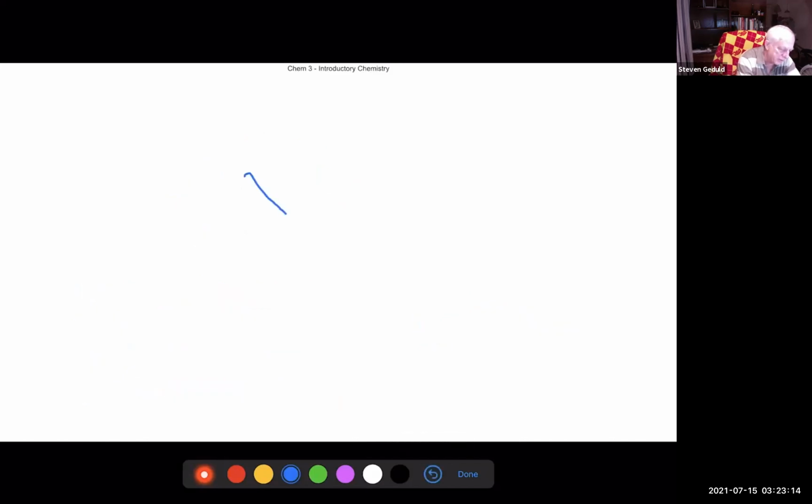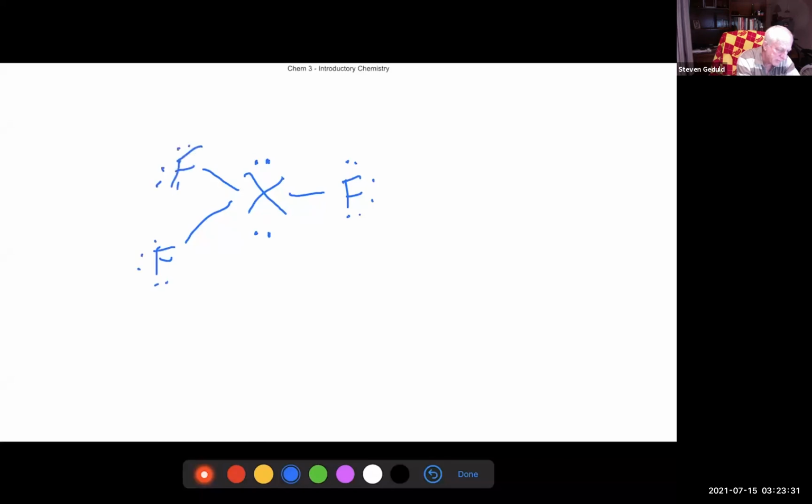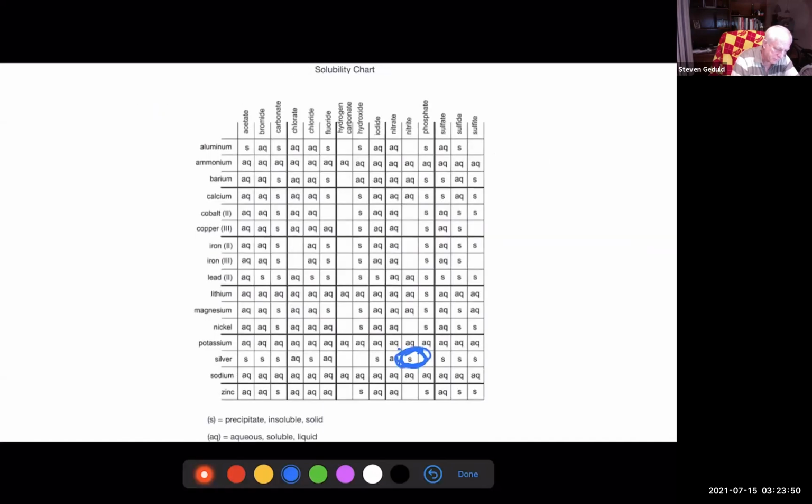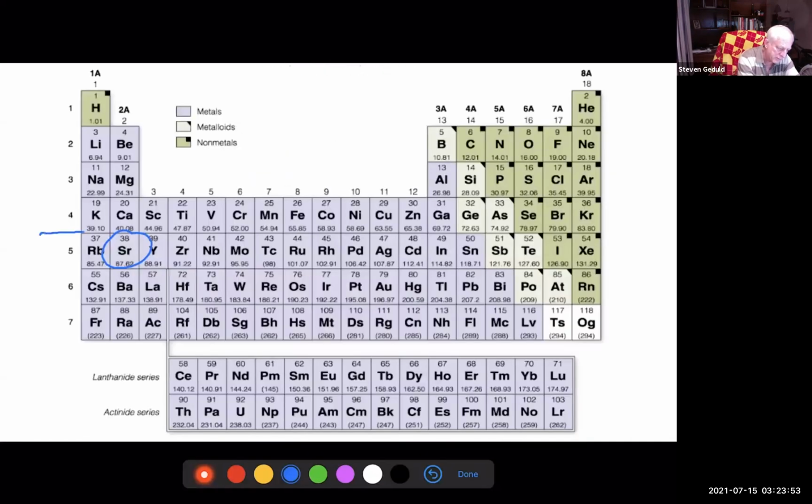It gives you an element here, and it shows you you have non-binding electron pairs, and then three bonds to that. So this is fluorine. This is fluorine. And this is fluorine. And it was a fourth period element. So which fourth period element forms this compound? So you look at that and let's go to the periodic table. And fourth period is this row here.